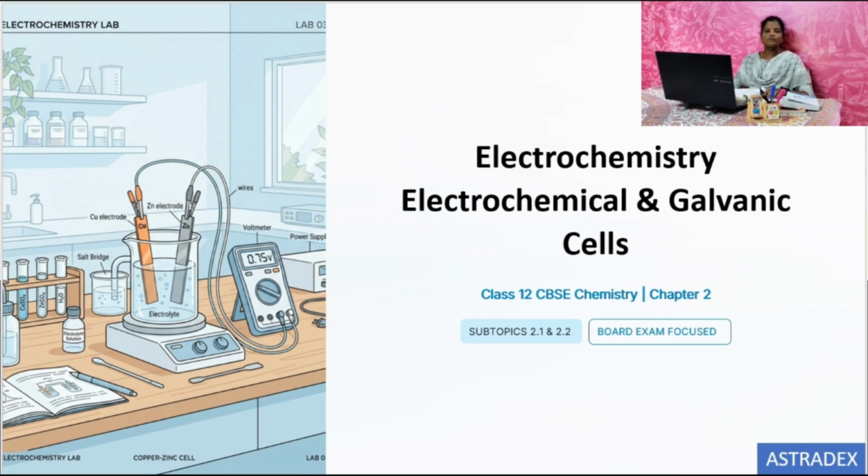So moving to the topic, electrochemical cell and galvanic cell. Let me introduce what electrochemistry is. Electrochemistry is a branch of chemistry which deals with the interconversion of chemical energy and electrical energy. Once again I am repeating, it is a branch of chemistry which deals with the interconversion of chemical energy and electrical energy.